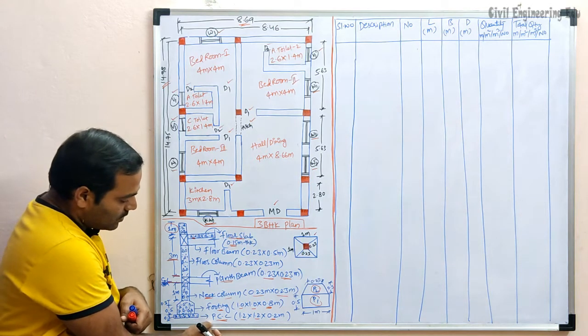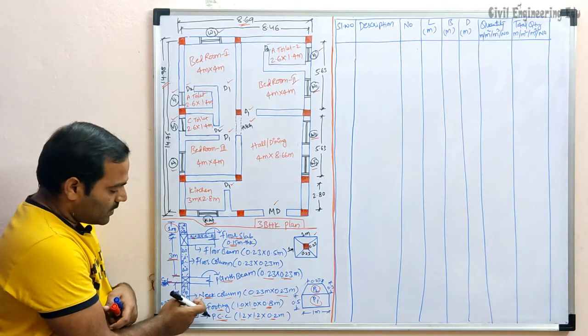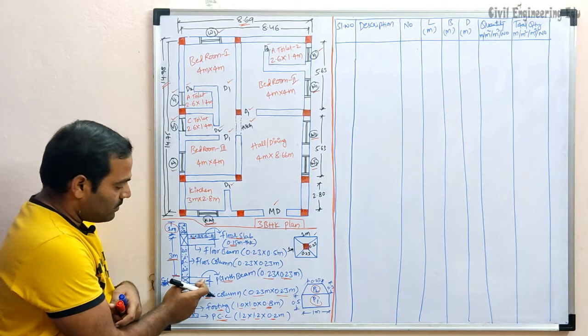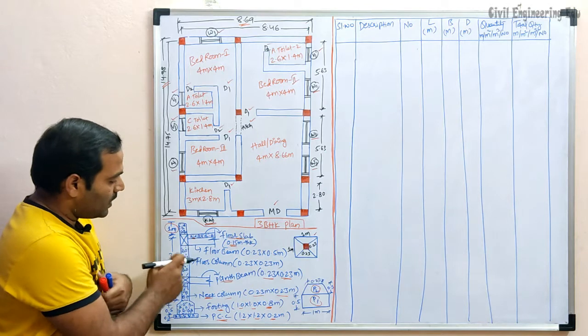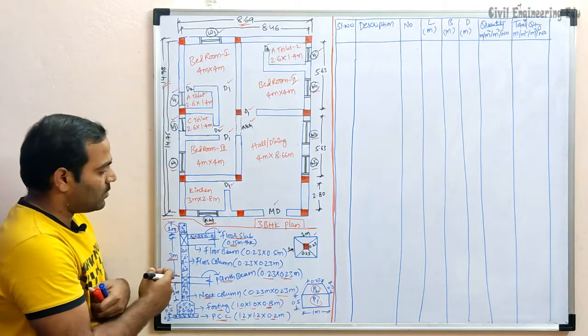Second is PCC, as shown here. Next one is footing, that is RCC footing. Next one is neck column. Next one is plinth beam. Next one is floor column. Next one will be floor beam and floor slab. Both will be cast monolithically.